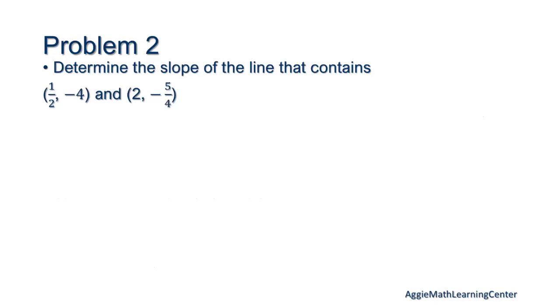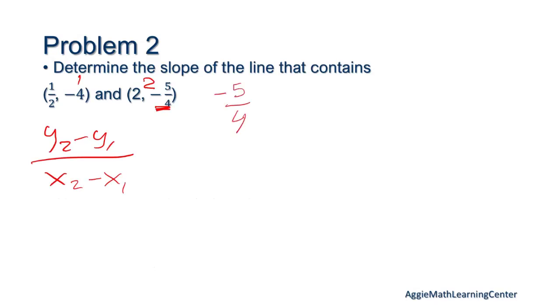So here's a practice problem with that. I'm going to say this one is 2 and this one is 1. It could be the other way though, it doesn't matter. So we want our y2 minus y1 over x2 minus x1 to get our slope. We take our y2, that's this negative 5/4, minus our y1, this negative 4, so plus 4, over x2, this one, minus x1, minus 1/2.